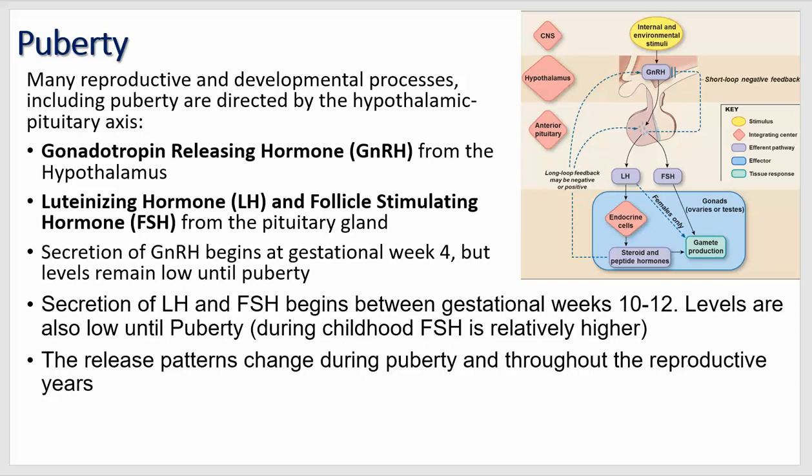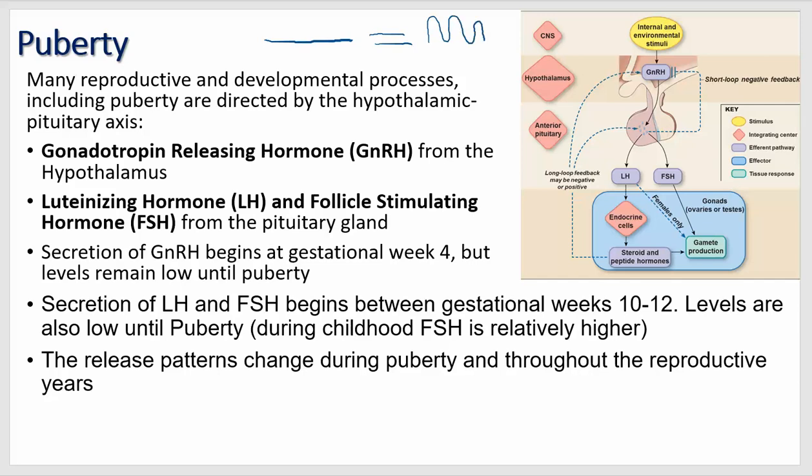Secretion of GnRH begins at gestational week 4. If we look back in development, the secretion of GnRH begins at week 4, but the levels remain low. LH begins at gestational weeks 10 through 12, so still before birth, and levels are also low. So GnRH is low, LH is low, and follicle stimulating hormone is low. The release patterns change during puberty.